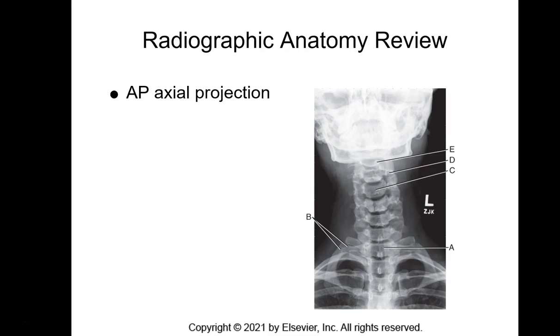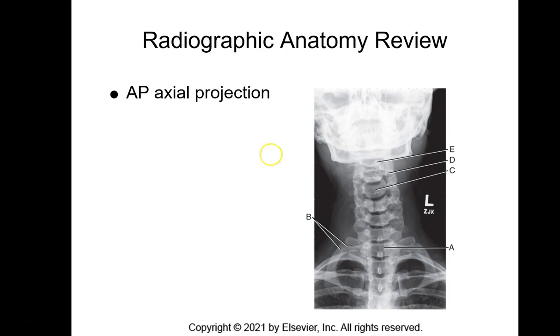Let's identify some anatomy here. And let me begin by saying, in this projection, you only see C3 through C7. If you want to visualize C1 and C2, remember you have to do the AP open mouth that we talked about a few lectures ago.